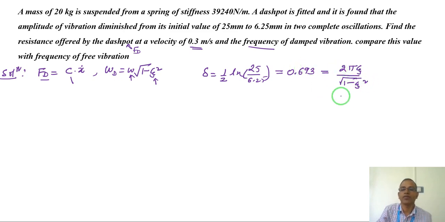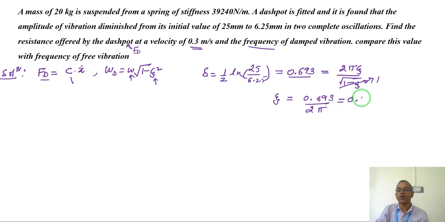Of course, I can very well neglect this term, make it 1, because this is still small, but still if you want you can calculate. So if you neglect this, considering the delta is small, directly the xi is 0.693 by 2 pi, which is 0.11. That means 11%.